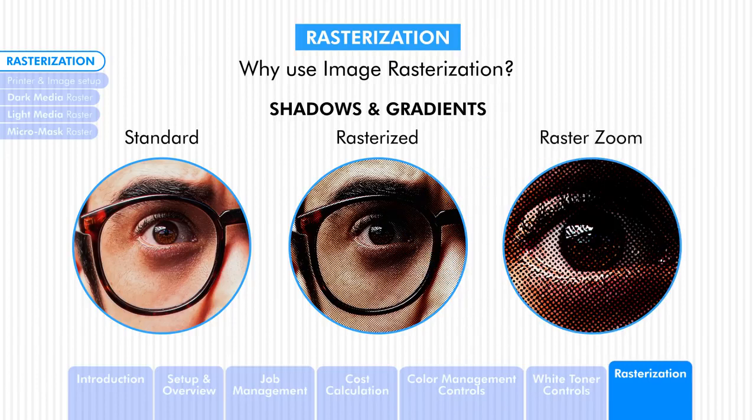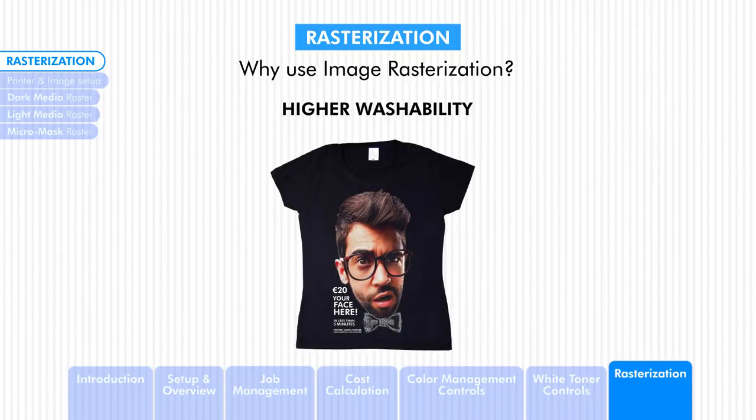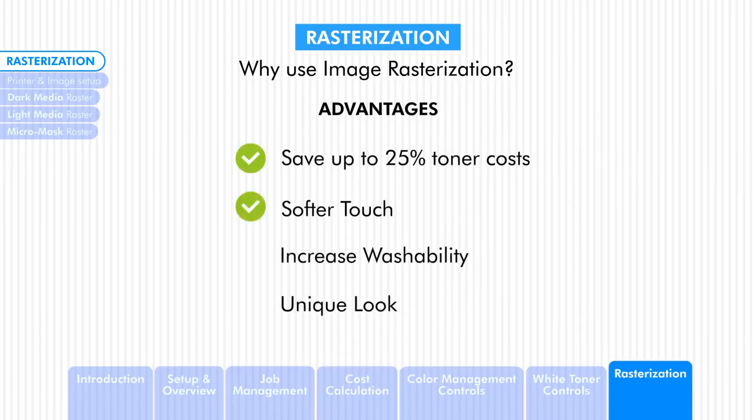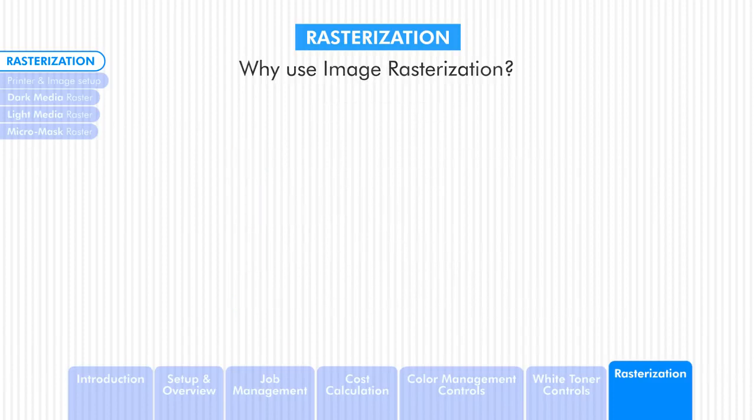Those small dots are the main reason why rasterized images are softer, as well as having a higher washability. Because rasterized images are made up of mostly dots, water can easily pass through the image when the garment is being washed. This is the main reason why rasterized images have increased washability. Rasterized images not only save toner, provide a softer touch with increased washability, but the end result produces a unique look. A look that other heat transfer papers cannot do.